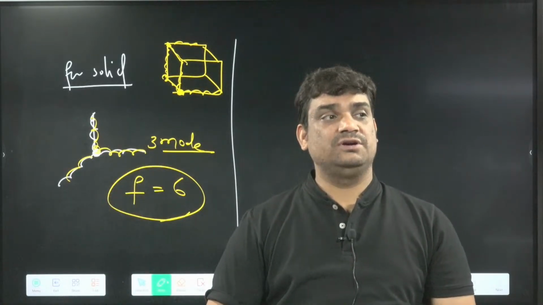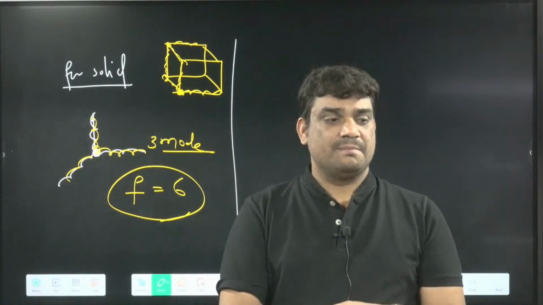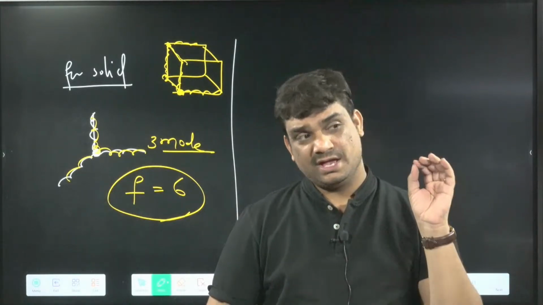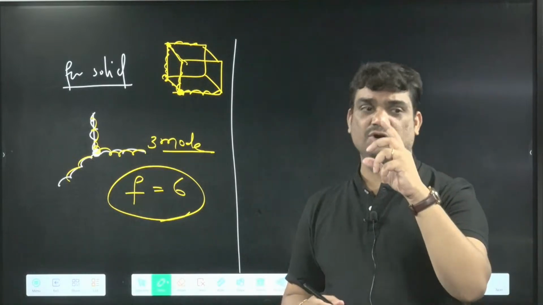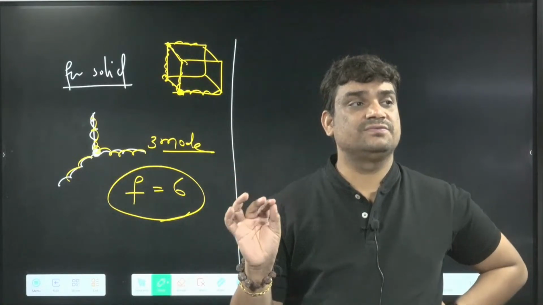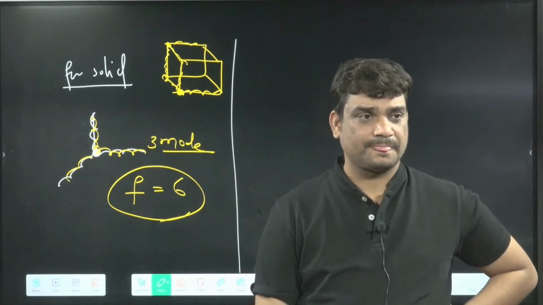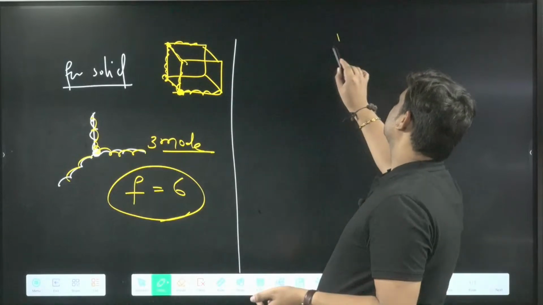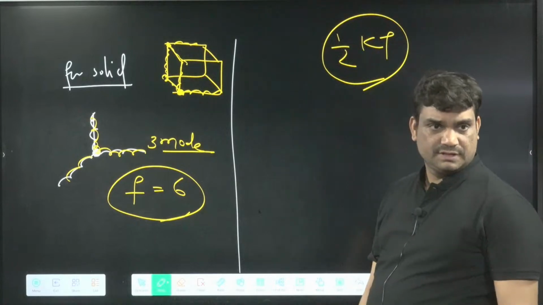And in the last class we did the Maxwell law of equipartition of energy, and that was completed. The energy for each molecule for each degree of freedom is half kT. That was done. So for each molecule, for each degree of freedom, the energy is half kT.